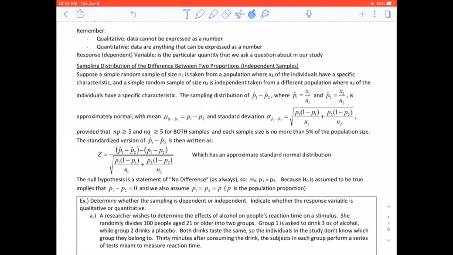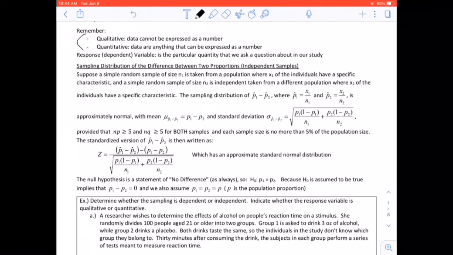Remember, there are a couple words to remember here. First, qualitative data cannot be expressed as a number, and quantitative data is anything that can be expressed as a number. We also have a response variable, or a dependent variable, which is the particular quantity that we are asking a question about in the study.